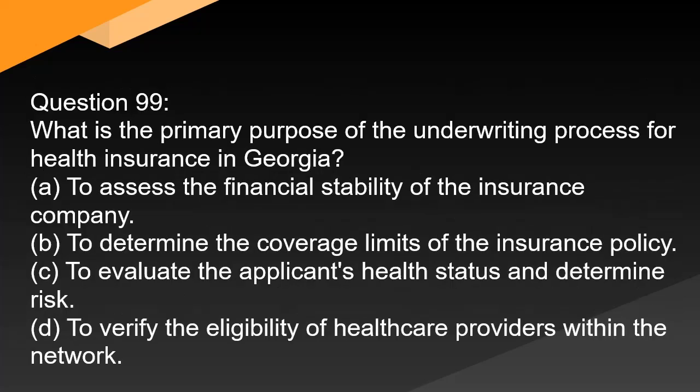Question 99. What is the primary purpose of the underwriting process for health insurance in Georgia? A. To assess the financial stability of the insurance company. B. To determine the coverage limits of the insurance policy. C. To evaluate the applicant's health status and determine risk. D. To verify the eligibility of healthcare providers within the network.